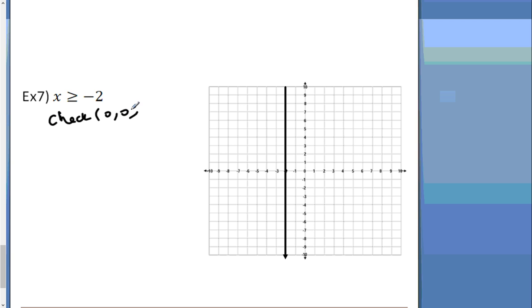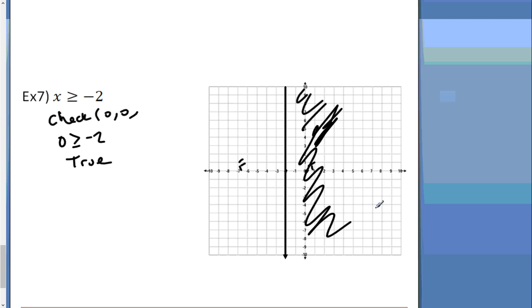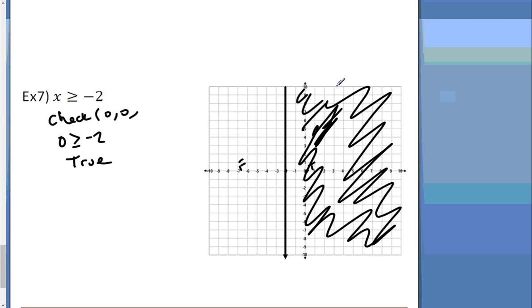So I can't put my y number in, I can only put my x in. So I get x is greater than or equal to -2. Is 0 greater than or equal to -2? Yes, that's true. So that means this is true. That means this is false. And that means I graph everything over here. I shade in over here.